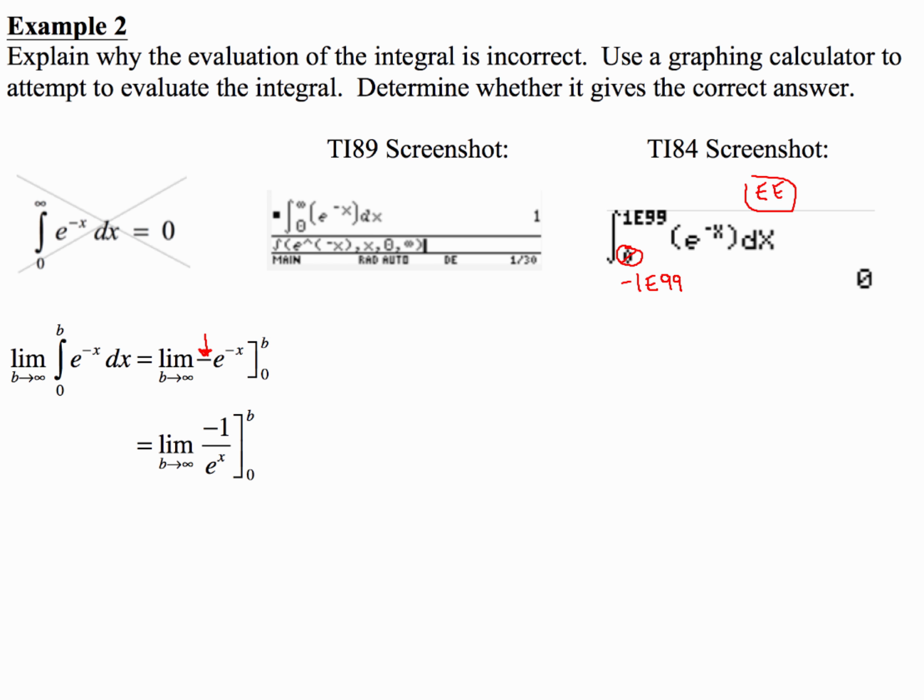Now, taking your time, as b goes to infinity, you're going to have negative 1 over e to the infinity minus negative 1 over e to the 0 when you do all your substituting in. Now, negative 1 over e to the infinity, what? That just goes to 0. And 0 minus negative 1 over e to the 0, well, e to the 0 is just 1, so negative 1, that just gives you positive 1. So 0 plus 1, boom, 1. So the correct answer for this problem, this integral converges to 1.